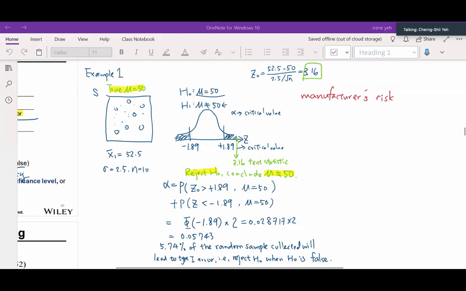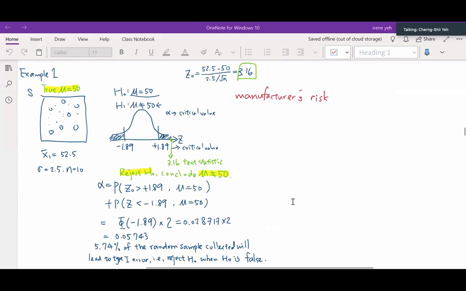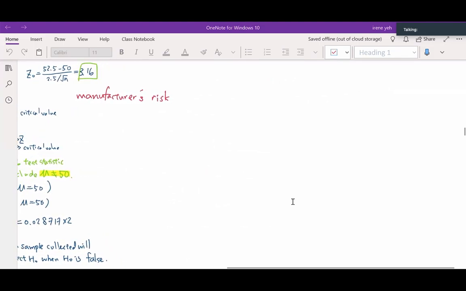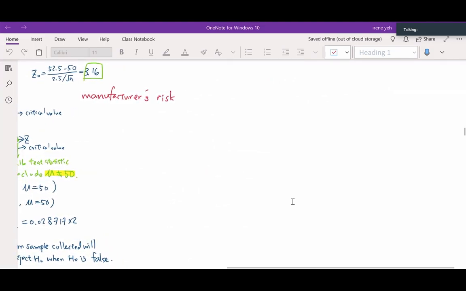Okay, so now I want to give you another example of type 2. Any question before we go to type 2 error? Okay. Feel free to send me a chat. I will check it from time to time. It does give me an alert, so hopefully I won't miss your question. So now let's go to beta.